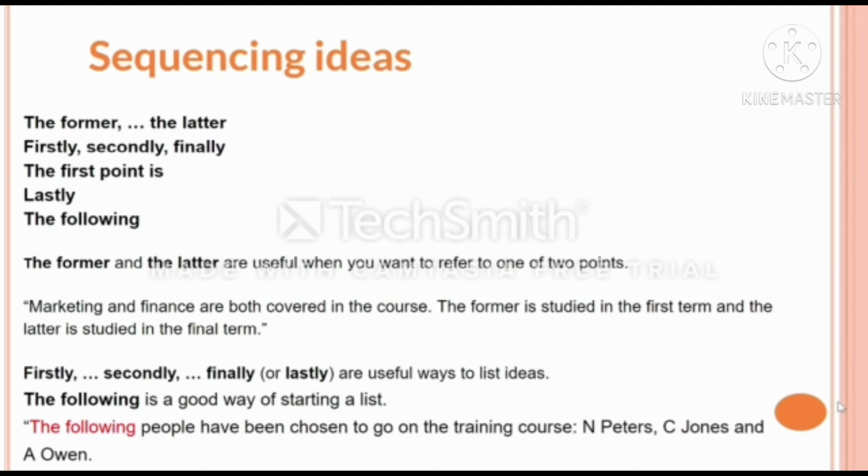For sequencing ideas, we can use firstly, secondly, finally, the first point, lastly, the following. The following is a good way of starting a list. For example, the following people have been chosen to go on the training course: Peter, Susan, and Owen.